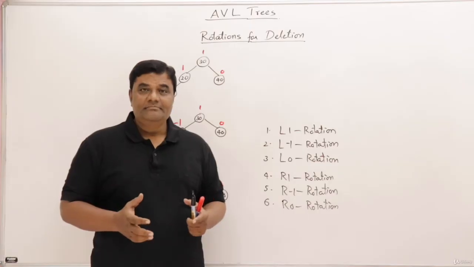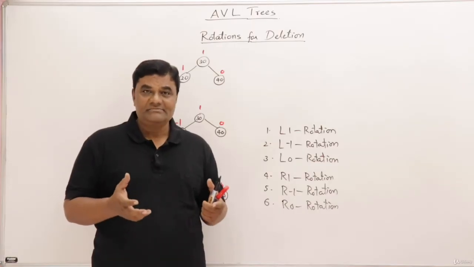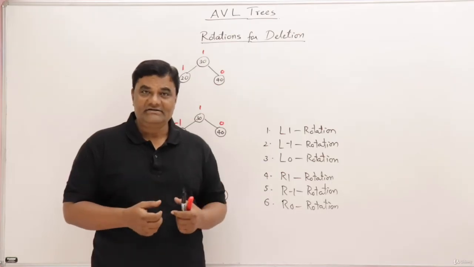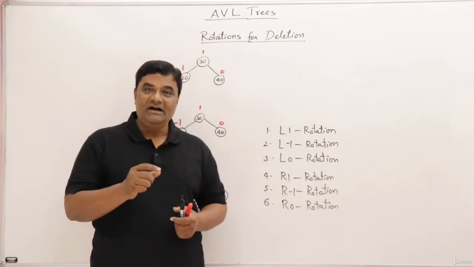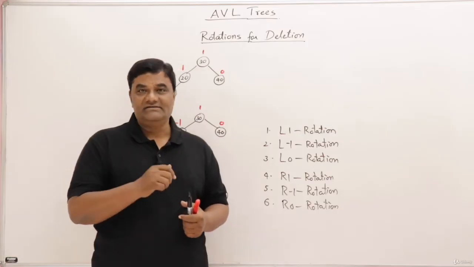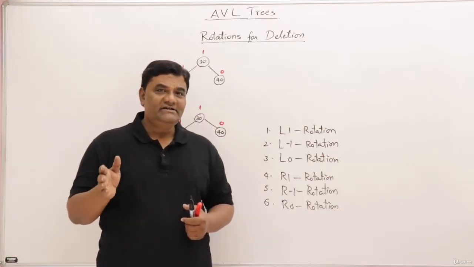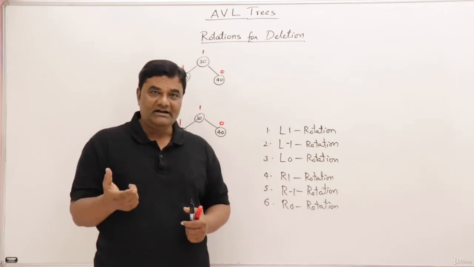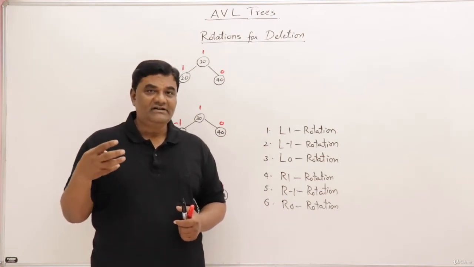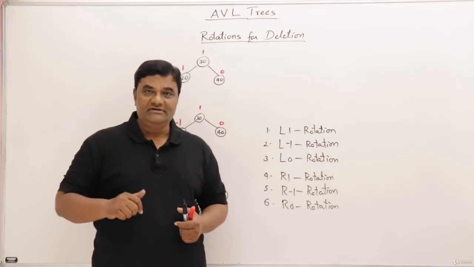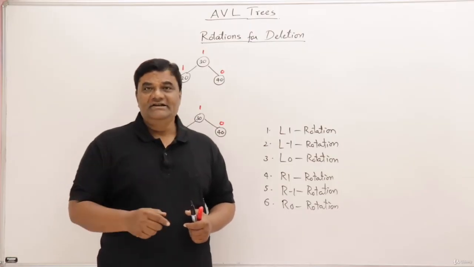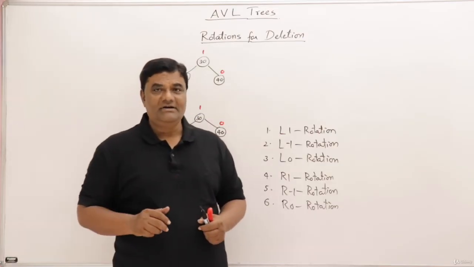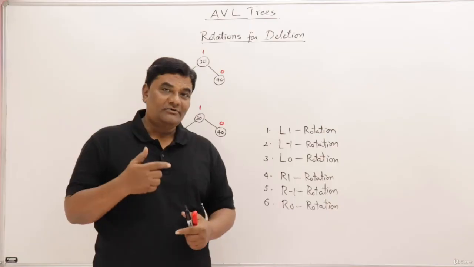But AVL trees are height balanced binary search trees, and the height balancing is done with balance factors. So if any node is becoming imbalanced, we perform rotations for balancing it. We have already seen how the rotations are performed at the time of insertion. If any node is imbalanced, then there are 4 different types of rotation, and we can perform the suitable one. Now at the time of deletion also, any node may become imbalanced. So if any node is becoming imbalanced, then we need to perform rotation.